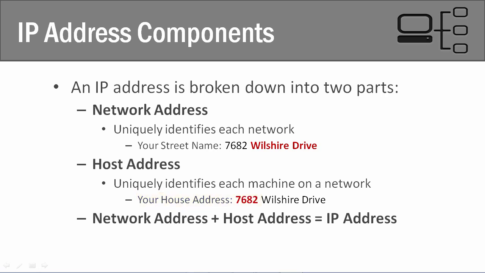So if we look at our street address, it's actually broken up into two parts. One is for the street, and one is for your house. And so if we take 192.168.1.25, part of it is going to tell us what network we're on, and part of it is going to tell us what actual host we are on that network. And so that's my quick analogy. Now let's take a deeper dive look into it.